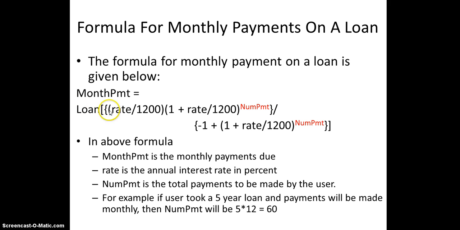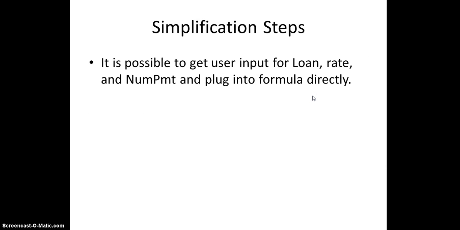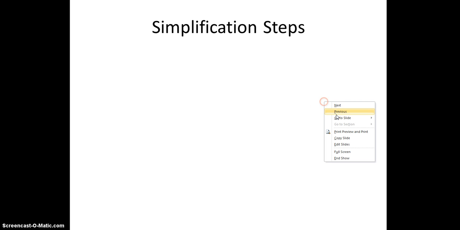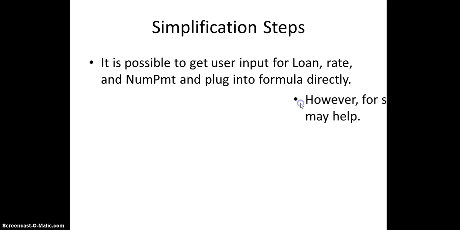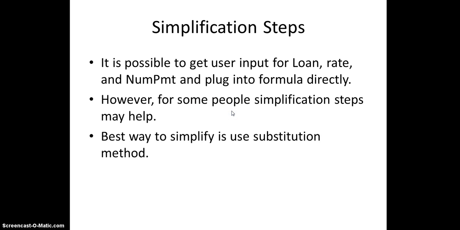This formula is a bit complicated and we're going to simplify it by a method called substitution. In fact, there is nothing stopping us from getting the loan amount, rate, and num payments from the user directly and plugging into this formula, but for some people some sort of simplification might help understanding a little bit more. So the simplification step uses something called the substitution method, and we show the substitution method now.